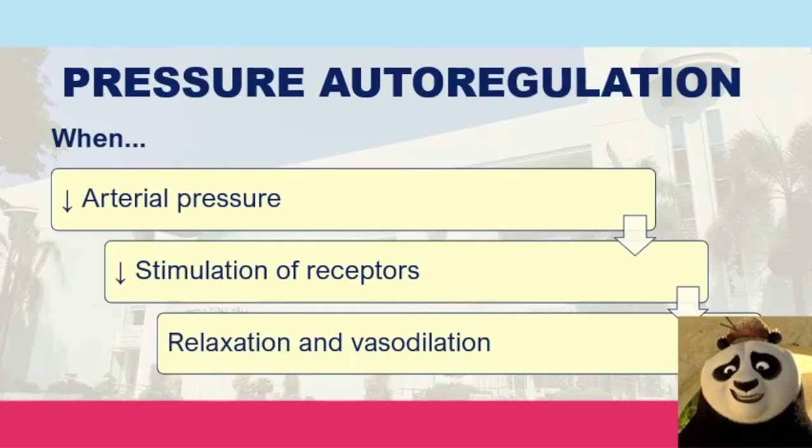So, what happens when there is a decrease of arterial pressure, class? There is a decrease in the stimulation of receptors. Once there is a decrease of your arterial pressure, we don't want that because there will be minimal blood going towards the brain. Because of the decreased stimulation of receptors, there will be relaxation and vasodilation of your blood vessels. The intent of vasodilation is to increase your blood pressure, or to increase the oxygenation going towards your brain tissues.